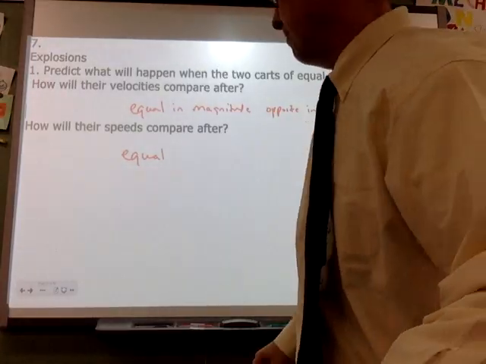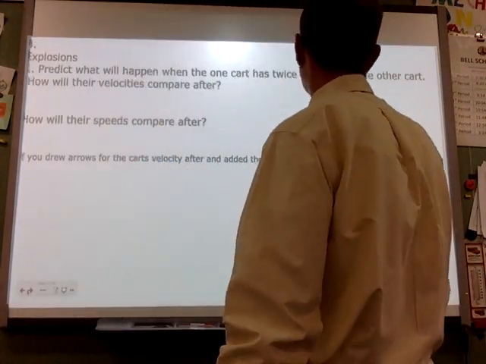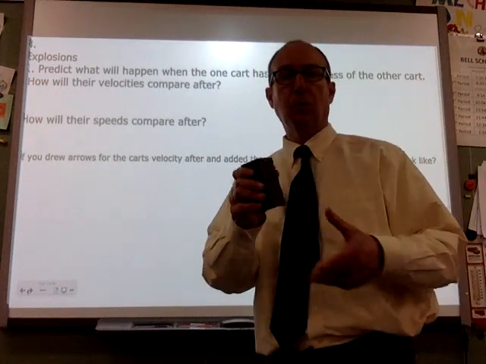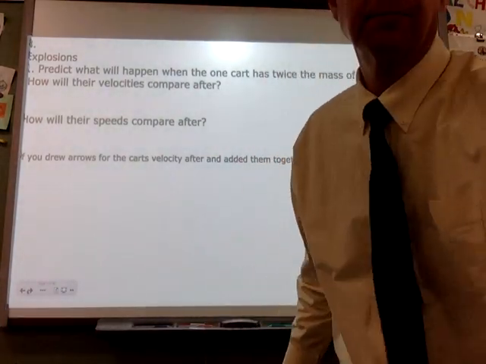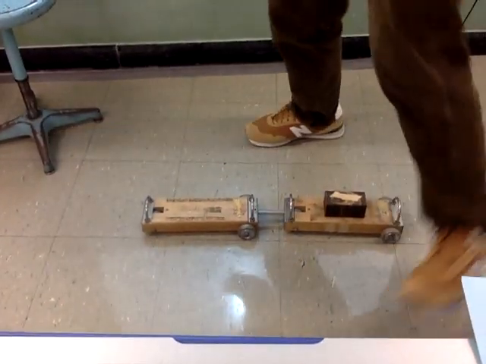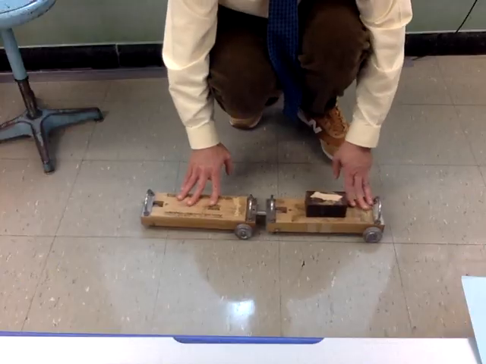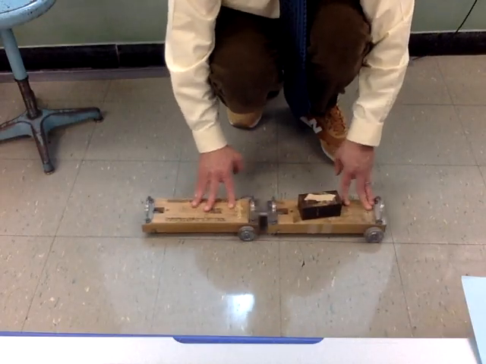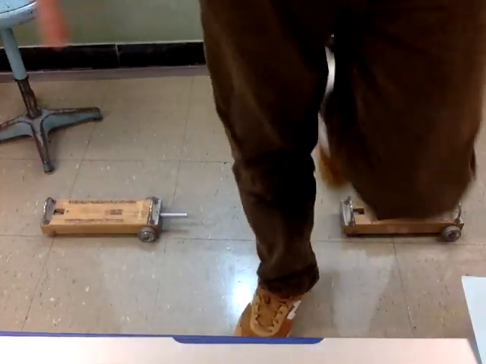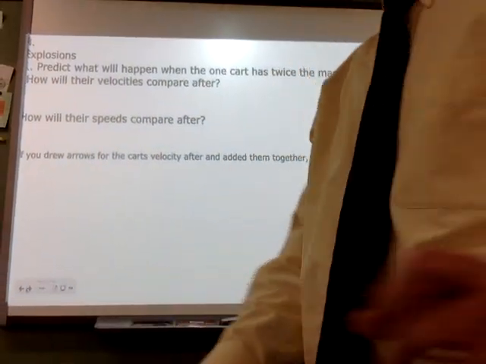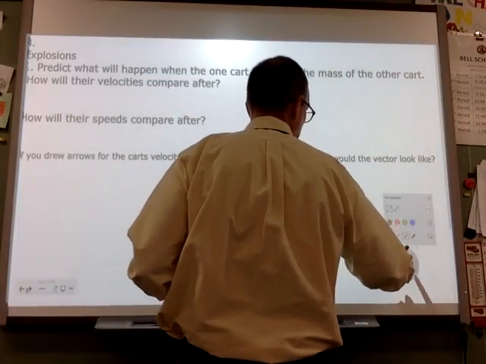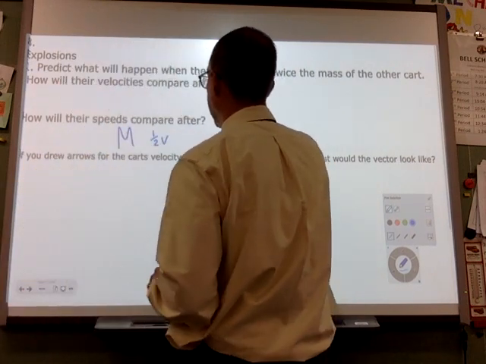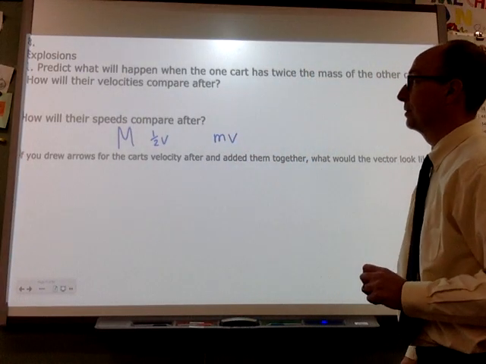What if I change the masses? So I'm going to double what the one mass is with a weight. And now when I put these together and release them, the more massive one is much slower. If it is double the mass, the big mass should have half of the velocity of the little one.